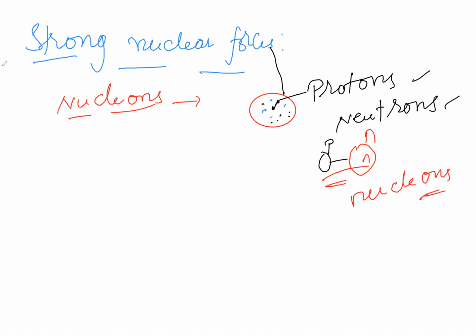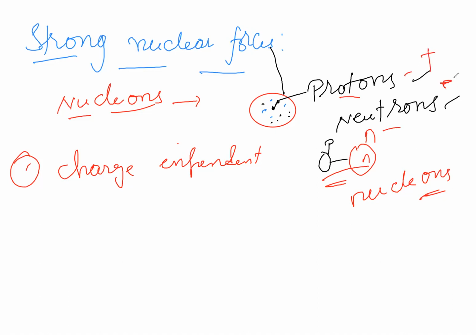So these are charge independent. First property: these forces are charge independent. Why I said this is charge independent, you can observe from the explanation before. It acts between nucleons, that is proton and neutron. Here the proton is positively charged and the neutron has no charge. But still they are connected because of this force, right? Positive and negative may give an attraction force, but this acts between positive and neutral charge. So I said this is charge independent.